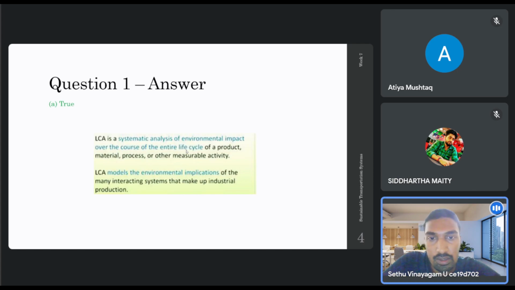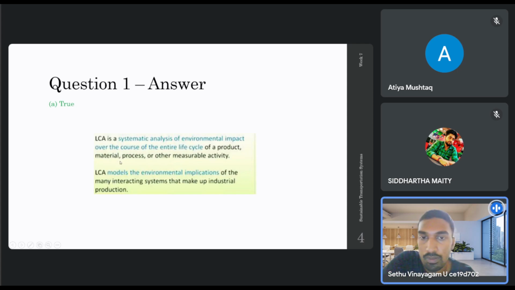Right, so basically it could be from the start of mining for the raw materials till the disposing of the product. So it could be from the start to the end. That's the life cycle analysis, and from each stage we measure what is the impact on the environment, and therefore we get a systematic or a holistic view of what is the cost that we are paying for the environmental impact. Right, so that's the LCA.